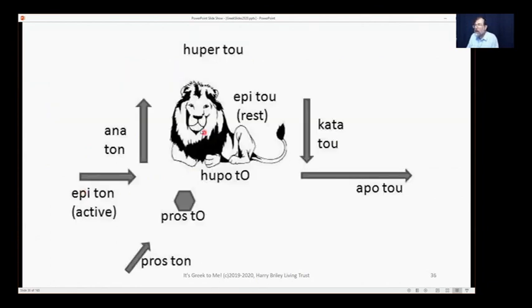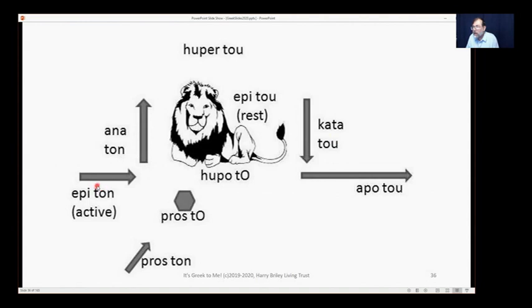So here's Leo right here. I'll just put my dot on his nose. We can go up, Anna. Epi, I can rest on him. Or kata, down of the lion or down from the lion. Here, kata to, the T-O-U, has that sense of or fromness. So you get that genitive sense that I'm down from the lion or down of the lion.